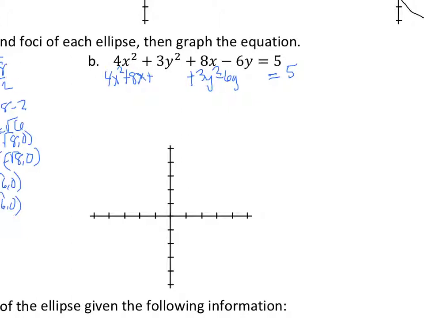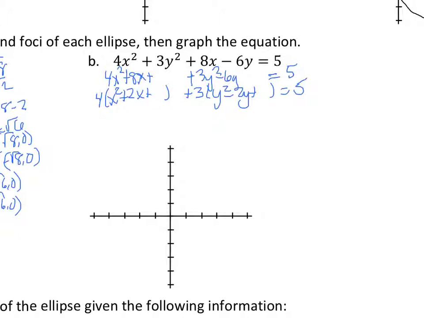So first step, we've got to factor out a GCF, because we can't have a leading coefficient that's not 1 to complete the square. So we're going to factor out a 4 with the x's here, and I'm left with x squared plus 2x plus something. I'm going to factor out a 3 here, so then I get y squared minus 2y plus something equals 5.